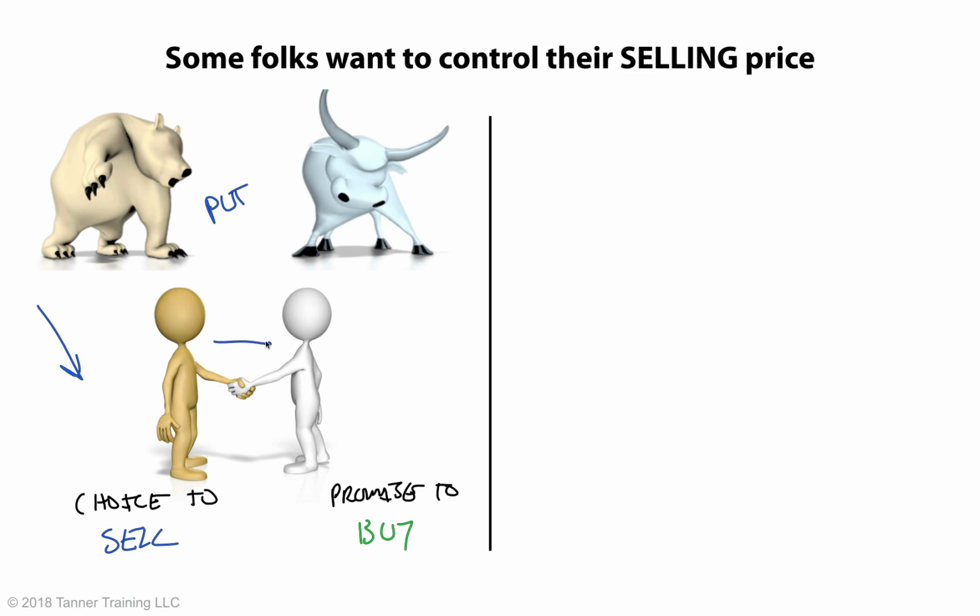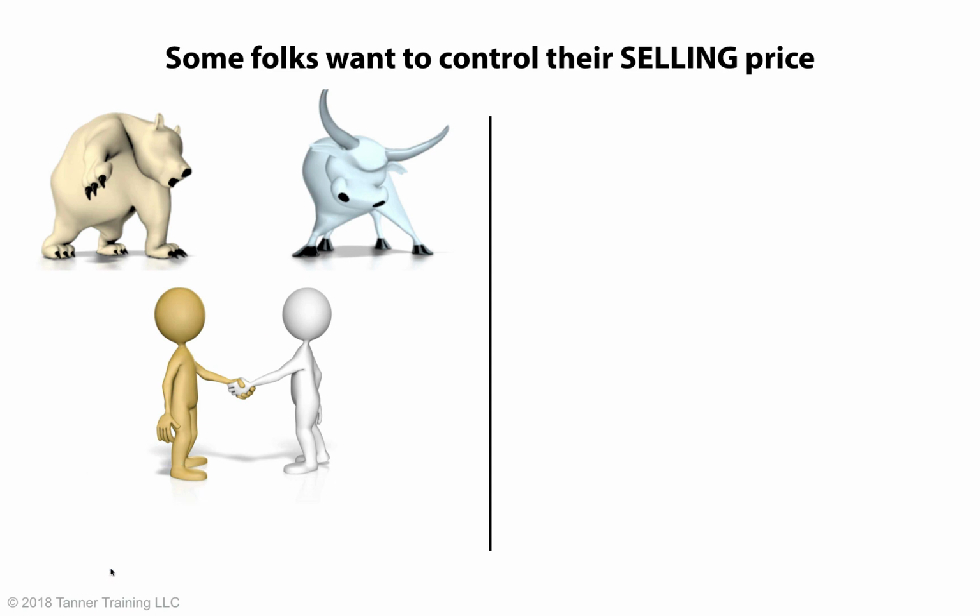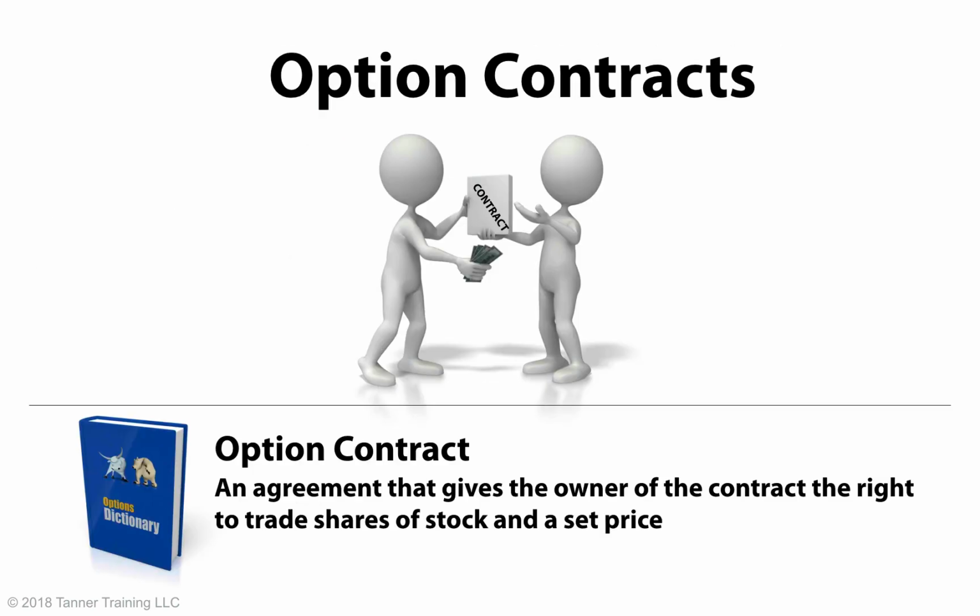The person that is buying the option is sending this premium to the other person. So they have this choice. If he wants to sell it, it's a put. If he wants to buy it, it's a call. Pretty simple. So an option contract is just an agreement that gives the person who owns the contract the right to trade the shares at a set price. And if it's a buy, they call it a call option. If it's a sell, we call it a put option.